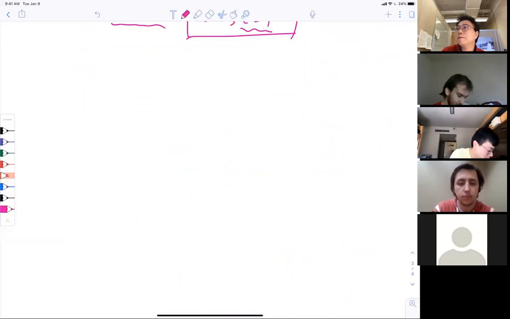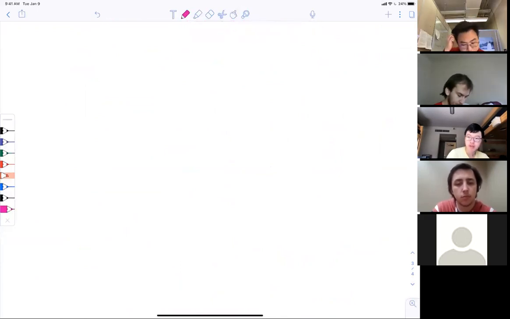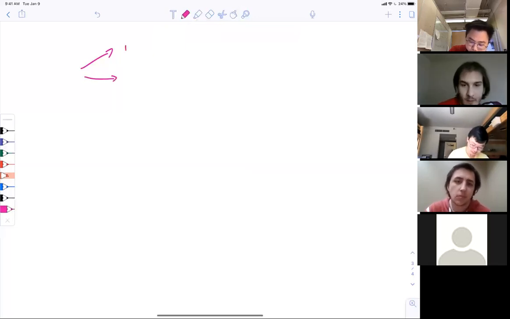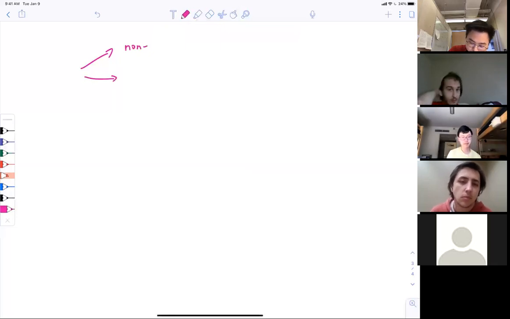Okay, so that's one problem I want to say about this homework problem. The next thing I want to say is about perturbation theory. For time-independent perturbation, you can think of two types. One is the non-degenerate, and another one is degenerate perturbation.